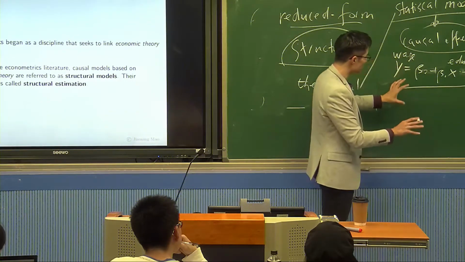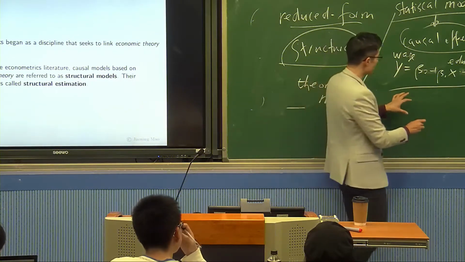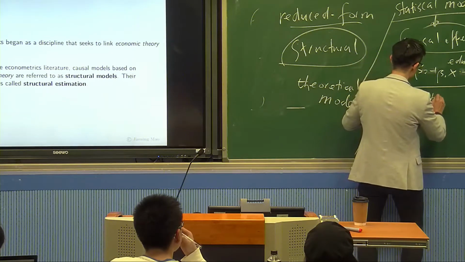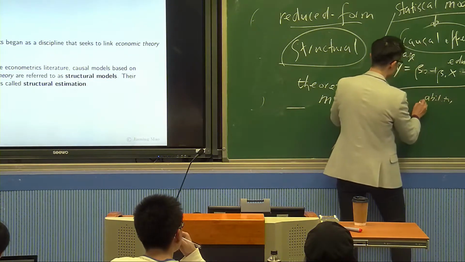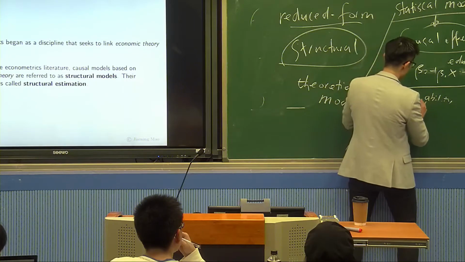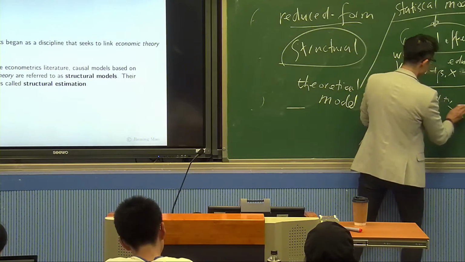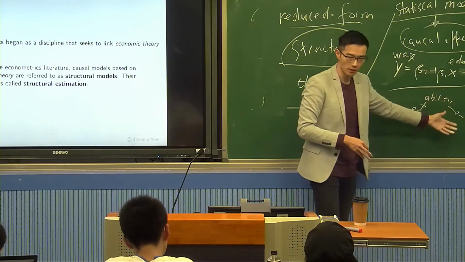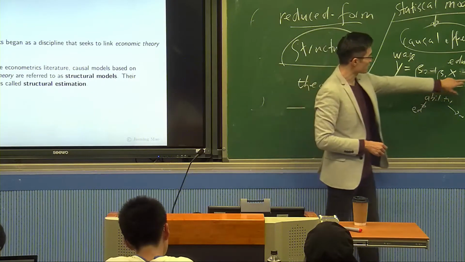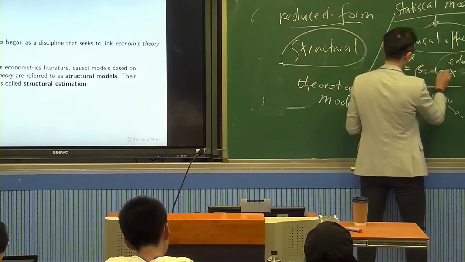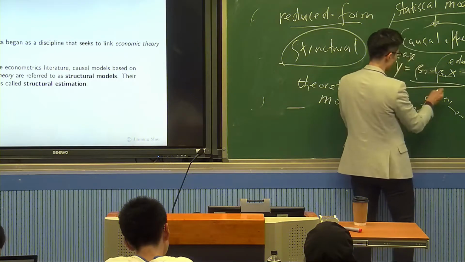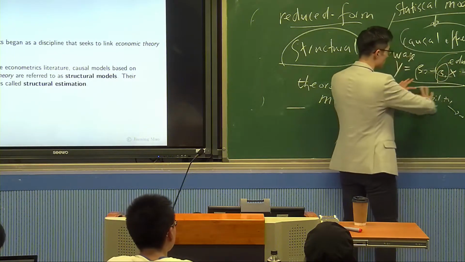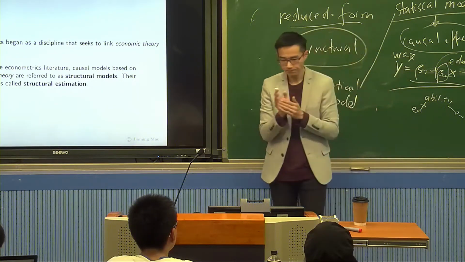So the identification argument is that there is ability, okay? And then ability can lead to wage, it can lead to education, can lead to wage, etc. Right? So there's an underlying theory, and based on the theory, you say once I control for this, this equation gives me the causal effect. So we're estimating this statistical model in the end, right?